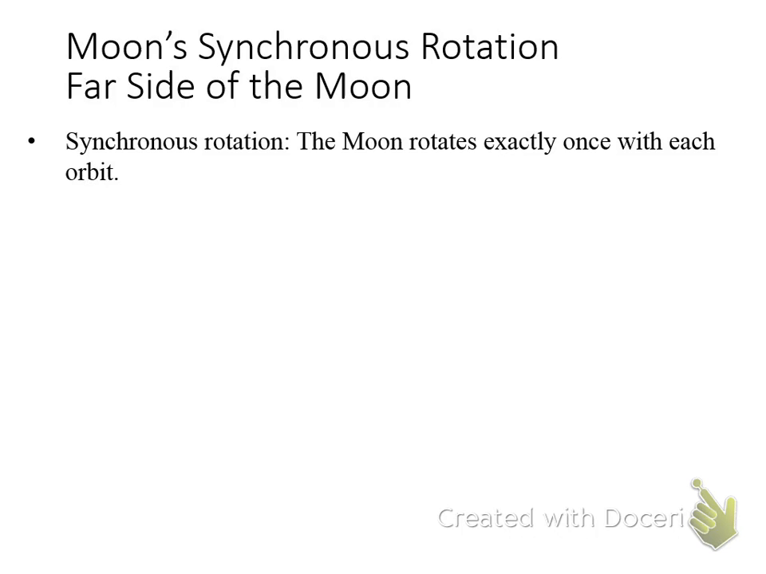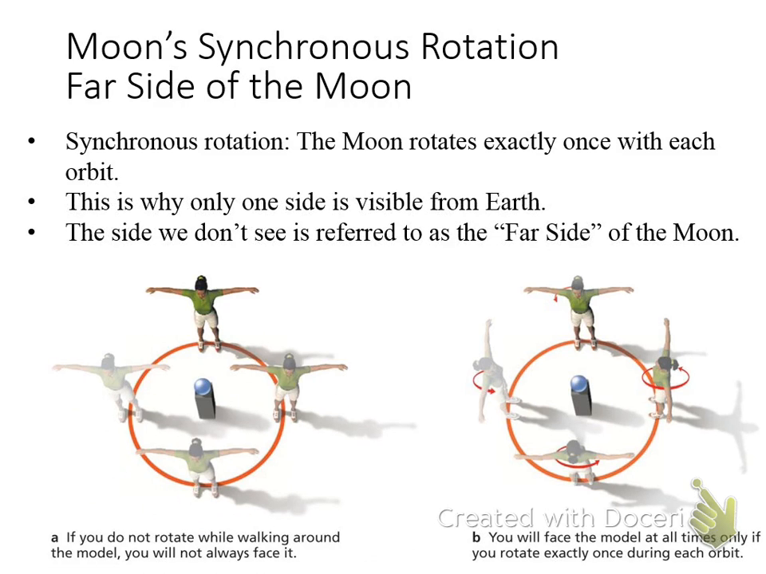All right, so back to synchronous rotation, the 29.5 Earth days it takes for the moon to rotate on its axis and also to orbit the Earth. The fact that it has synchronous rotation has this effect. Have you ever heard of the far side of the moon? There actually is a back side of the moon that we never see. And the only reason that the same face of the moon is always pointed to Earth is because of synchronous rotation.